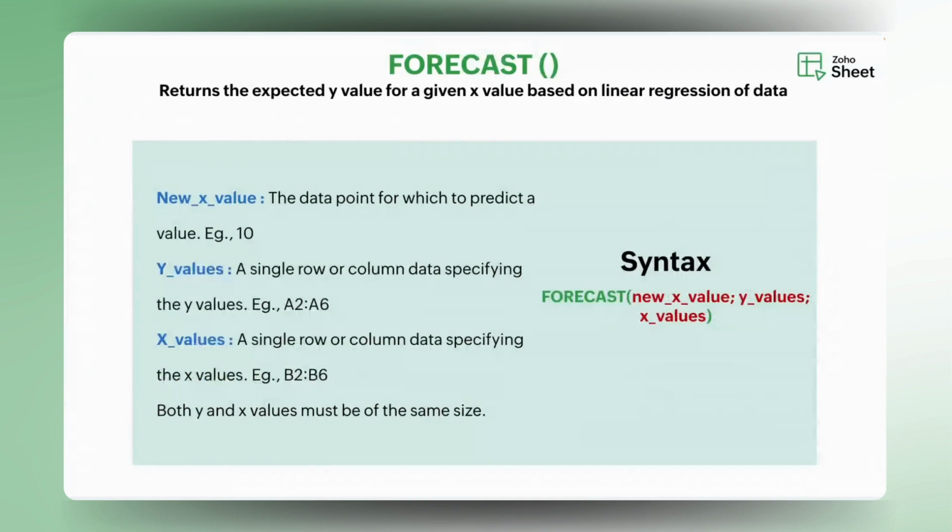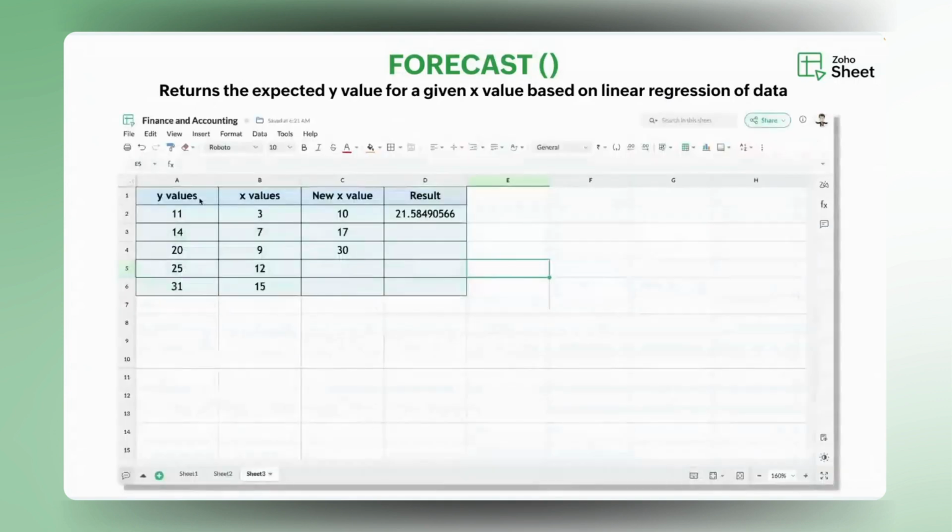Here, both the y values and the x values need to be of the same size. For example, if you have 5 rows in x values, the y values should also have 5 rows. Now take a look at an example of how this function works. In this sheet, I have a table that has a range of y values and a range of x values. As you see here, both the ranges are of equal size.